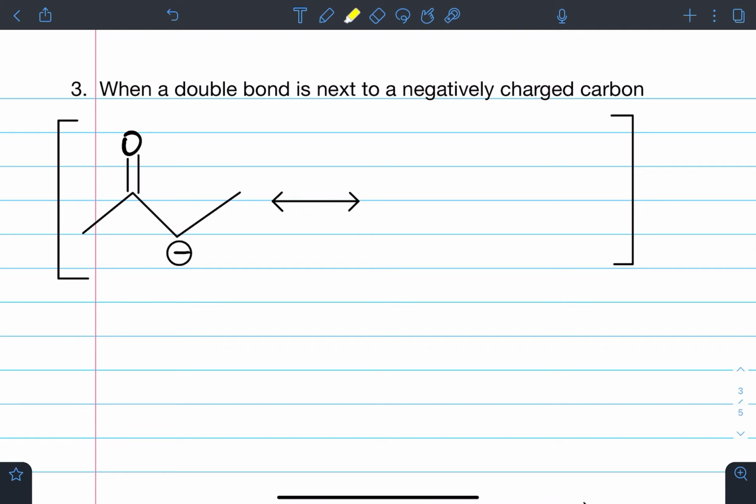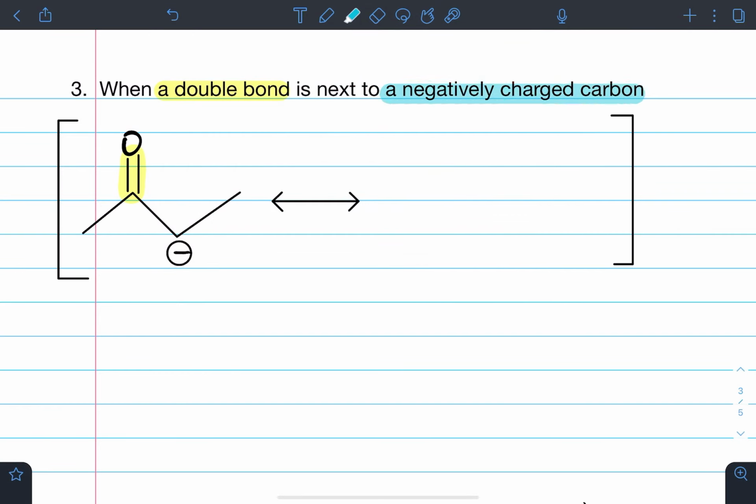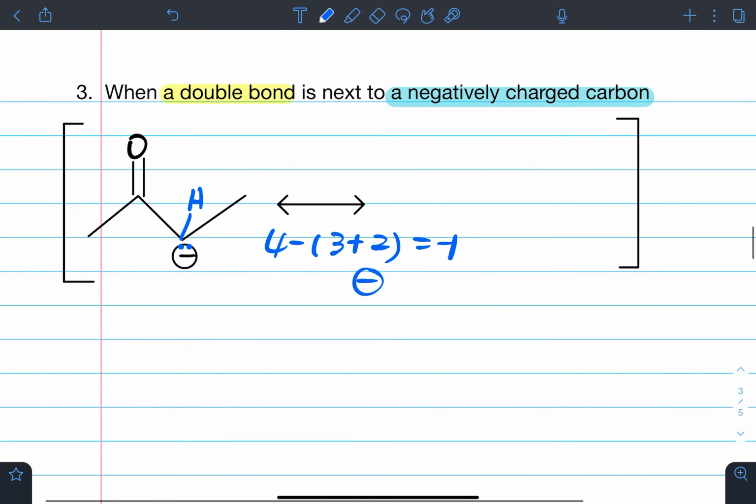So the third example is when I have a double bond. So my double bond is here, that is next to a negatively charged carbon, which is here, right? Okay, perfect. So whenever you see a negatively charged carbon, I would like you to realize I always have 3 bonds and one set of lone pair on that carbon when the carbon is negative, because that would give me a formal charge of 4 minus 3 bonds plus 2 electrons, which is -1. So that's what gives this carbon the negative charge here, okay?